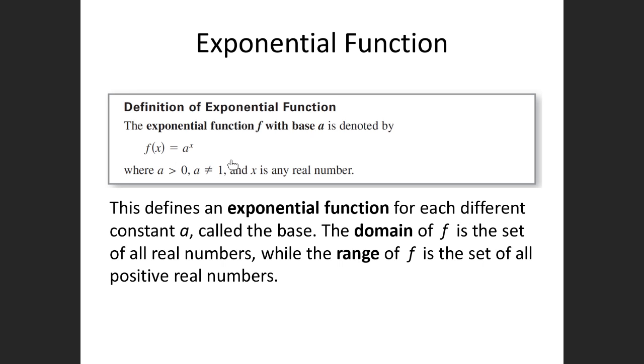Hopefully we're all familiar now that the domain of a function is all the input values, all the x values that a function can take. For our exponential function, the domain is the set of all real numbers. The range of a function is our output, meaning our y values, and for an exponential function the range is the set of all positive real numbers.